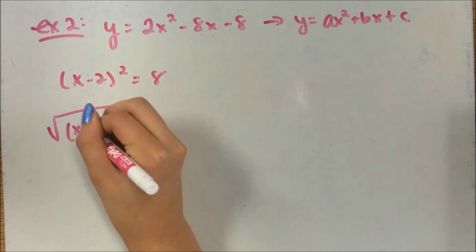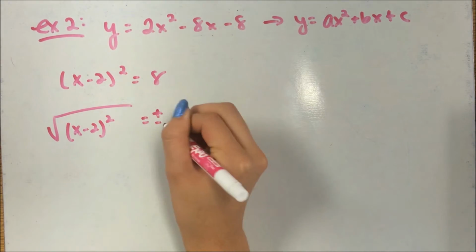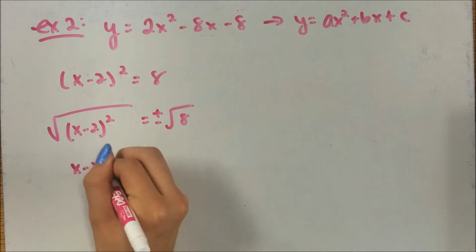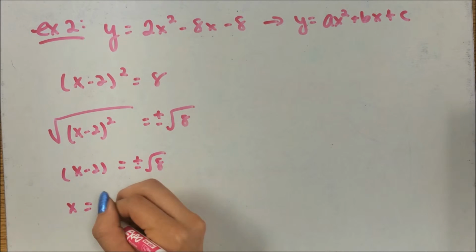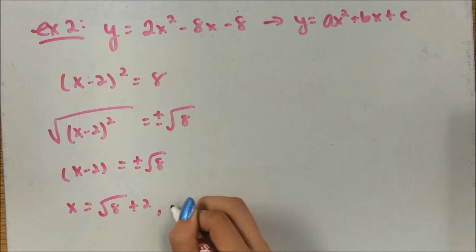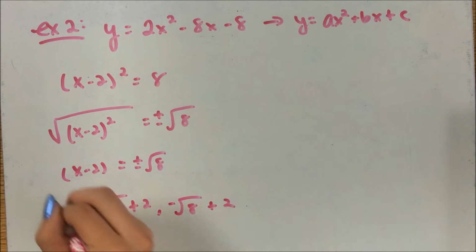Now take the square root of both sides to get x minus 2 equals plus or minus the square root of 8. Add 2 to each side to get the x-intercepts: the square root of 8 plus 2 and the negative square root of 8 plus 2.